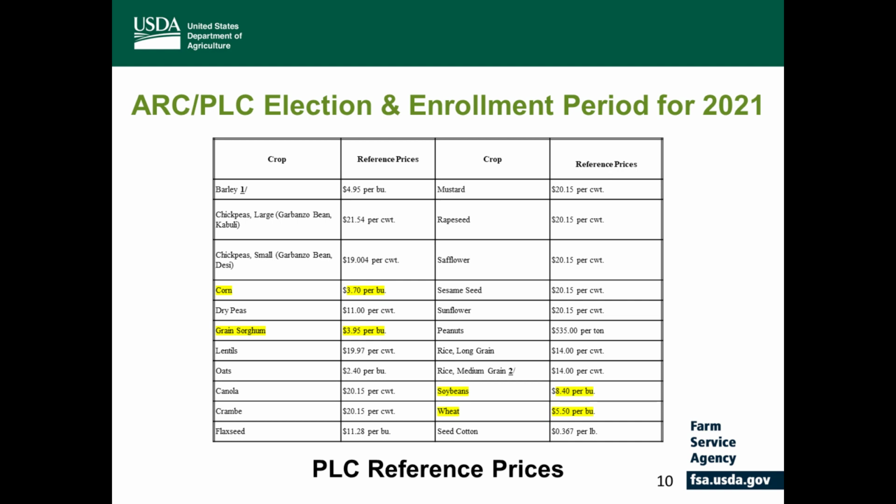Prices can be found on our ARC PLC public program data site, along with yields, benchmarks, and other data needed to help make an election decision. That's a public website where you can get all the information that you need for knowing what benchmarks are, where prices and yields are at for your county. And I guess I'll check and see if there's a way we can provide that URL to everybody.